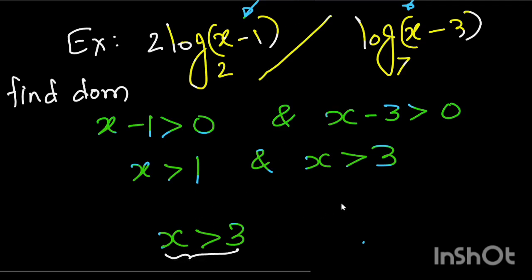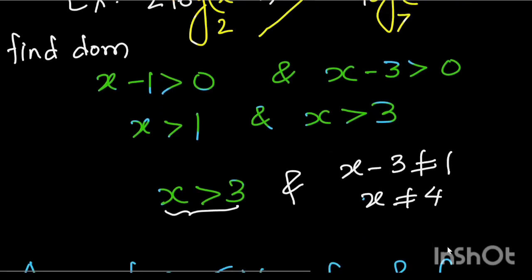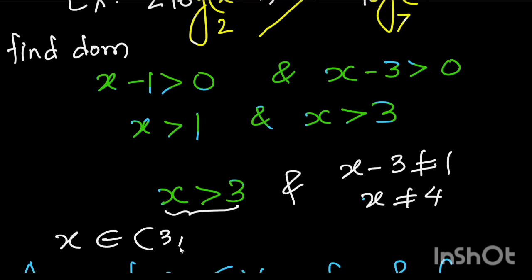But one more constraint we need to impose, and that should be x minus 3 shouldn't be 1, because if the denominator becomes 1, then in that case log 1 becomes what? Log 1 becomes 0, guys. So the denominator shouldn't be 0, so x shouldn't be 4. So x greater than 3 and x shouldn't be 4 means what? X belongs to 3 to infinity excluding 4. It has to be this, guys.